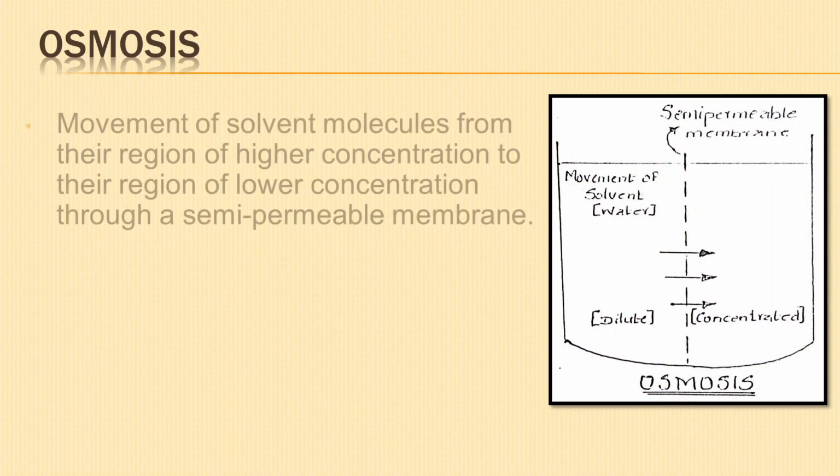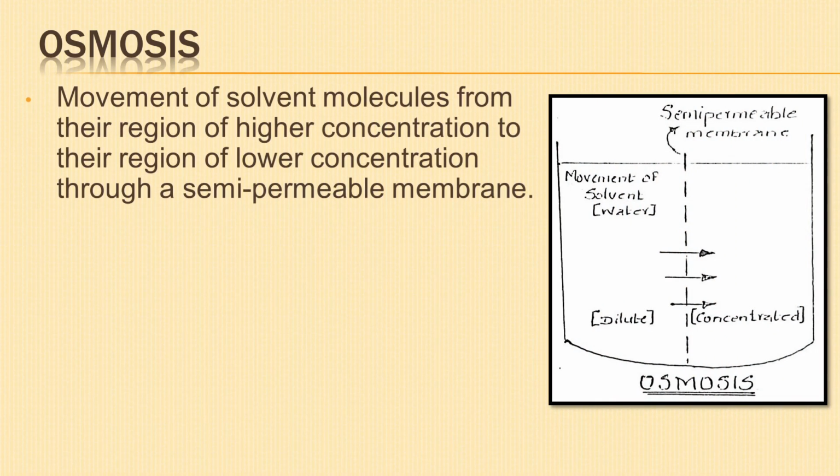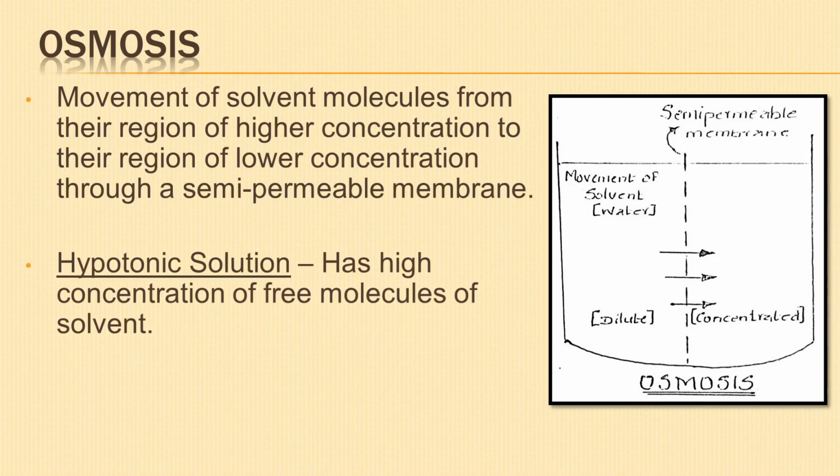Next, let us learn about osmosis. The movement of solvent, water molecules, from their region of higher concentration to their region of lower concentration through a semi-permeable membrane is known as osmosis. Hypotonic solution has high concentration of free molecules of solvent. If the medium is hypotonic compared to the cell cytoplasm, the cell will gain water through osmosis.